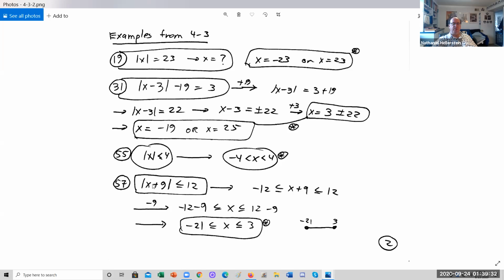Here, absolute value of x plus 9 is less than or equal to 12. So this x plus 9 is within 12 units of 0. So negative 12 is less than or equal to x plus 9 is less than or equal to 12. To isolate x, we subtract 9 from all 3 parts. Get negative 12 minus 9 is less than or equal to x is less than or equal to 12 minus 9. So negative 21 is less than or equal to x is less than or equal to 3. x is between negative 21 and 3. This is the graph, this interval. Closed interval because it's less than or equal to.